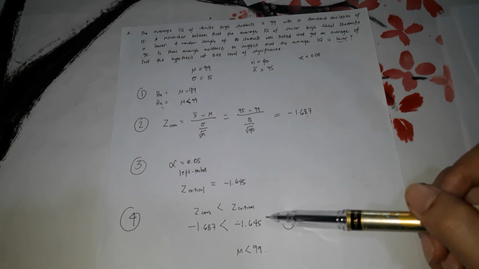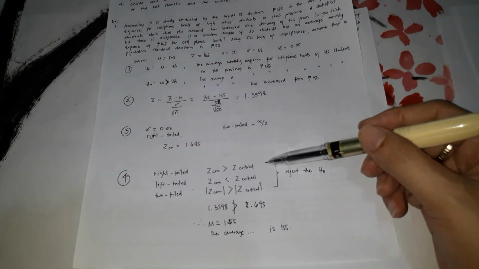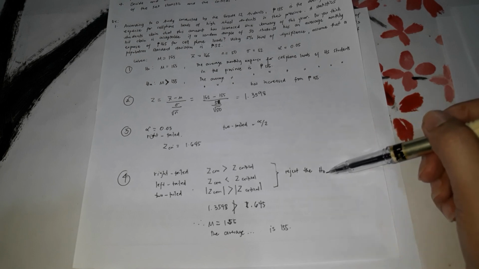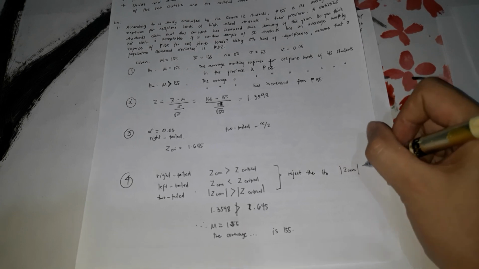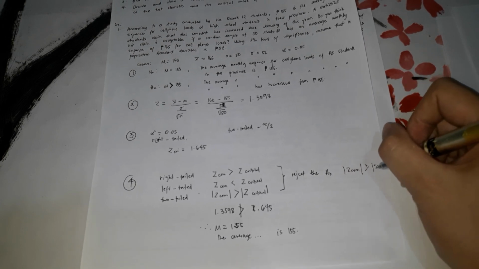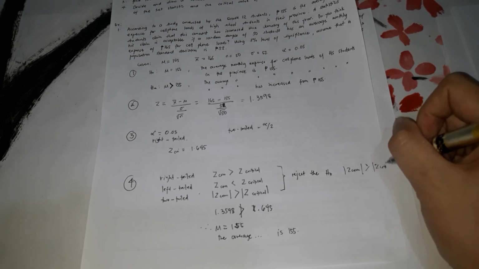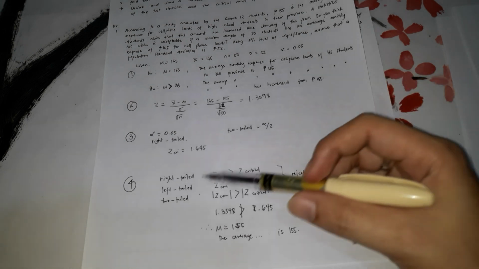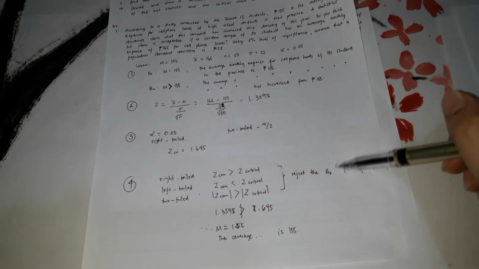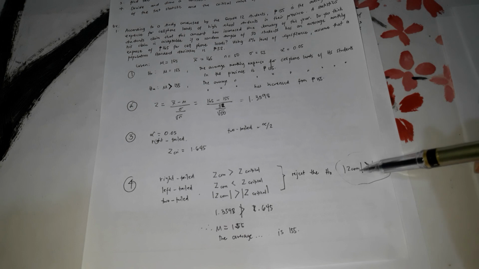Or overall, there's also one way to prove that you're going to reject the null hypothesis: get the value of the z computed, and it should be greater than the z critical. Ito lahat greater than lang siya. Kahit na left-tailed pa yan, right-tailed, two-tailed, this is applicable. So, the z computed should be greater than the z critical. So, that's it. Thank you.